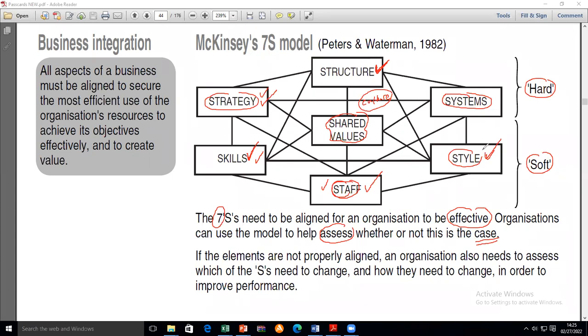So, according to this model, if there's a gap, then we move in to close the gap. If the elements are not properly aligned, an organization also needs to assess which of the S's needs to change and how they need to change in order to improve performance. So we may need to invest. We may need to review the organization structure. So that is the concept here.